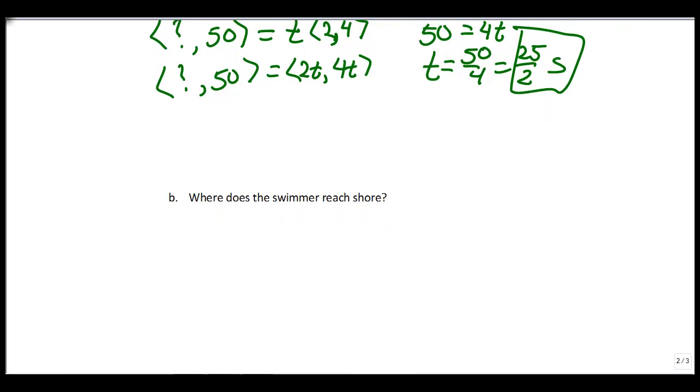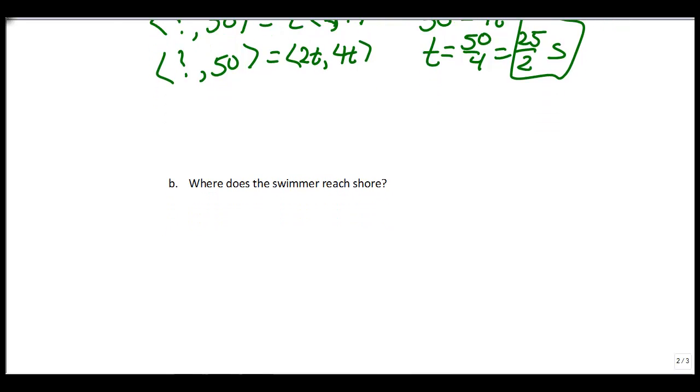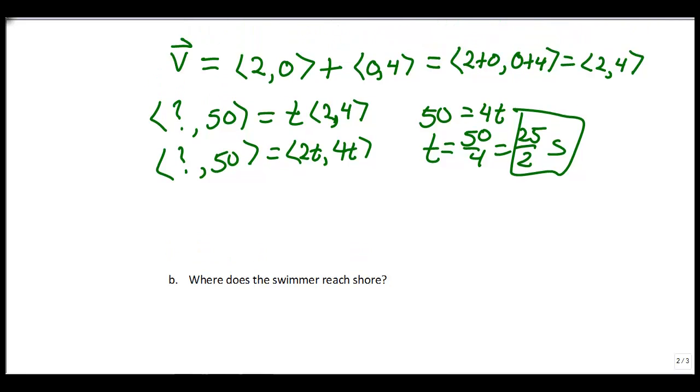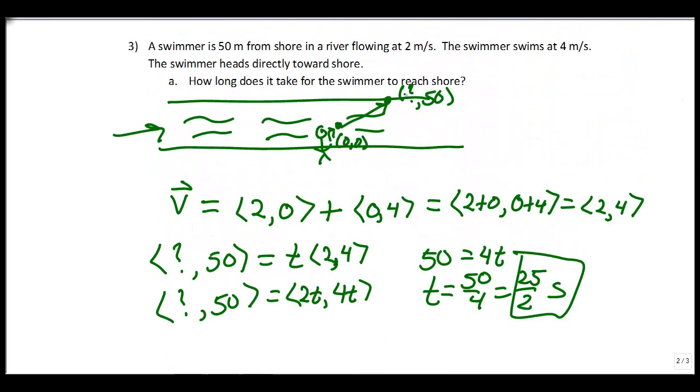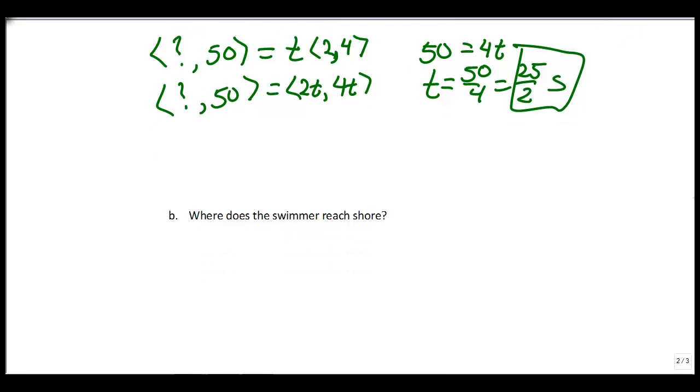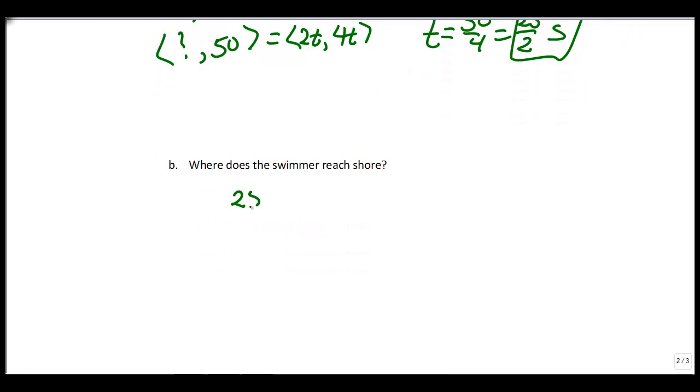Now the other question here is, where does the swimmer reach shore? Well, the point that the swimmer reached shore is this, question mark, 50, but it's the same thing as t times the vector 2, 4. We now know that t is 25 halves. So this should be 25 halves times the vector 2, 4.